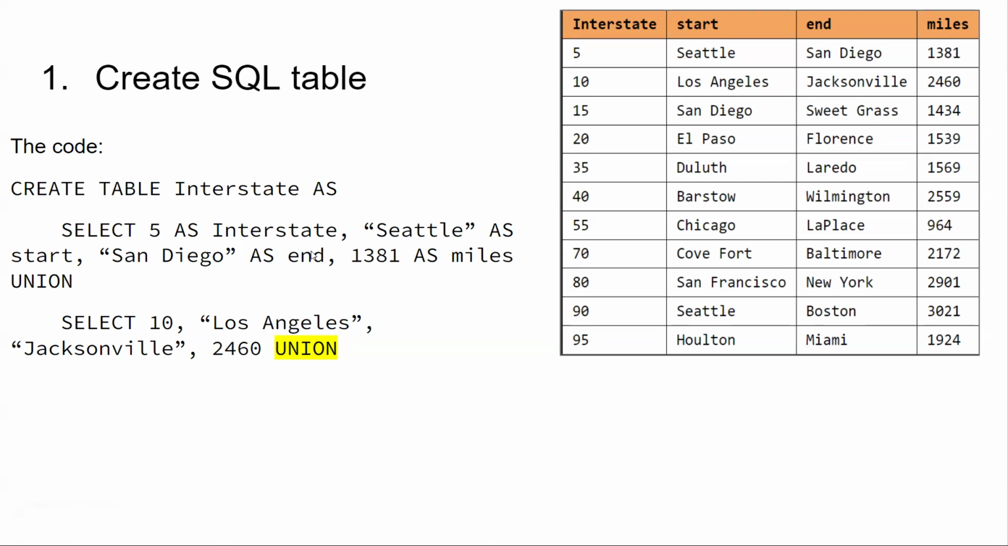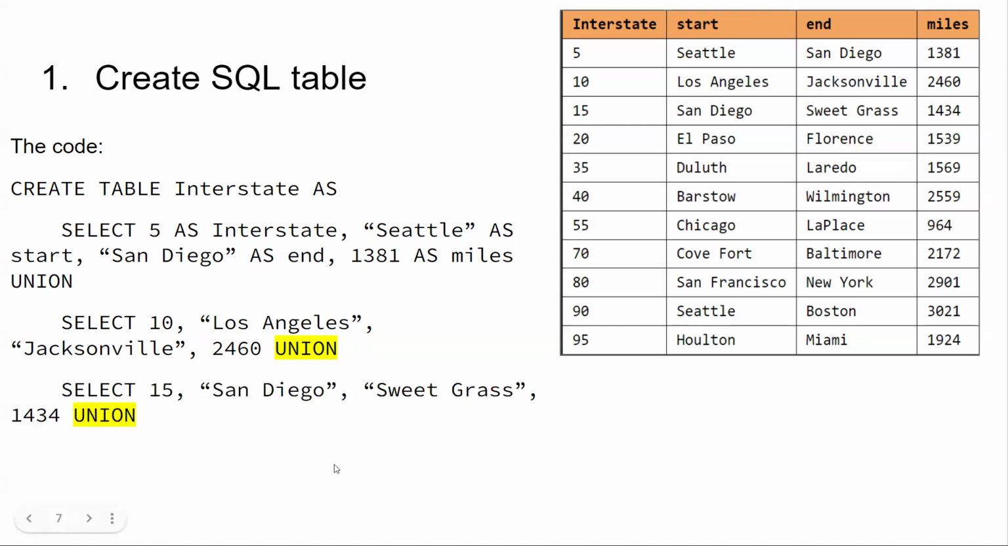Los Angeles and Seattle, San Diego and Jacksonville, and 1,300 and 2,400. So for here, because you have declared the name of the column from the first piece of data, you don't have to declare them again. You just have to include the content of your second piece of data. And as usual, if you are not ending here, you have to add the keyword union.